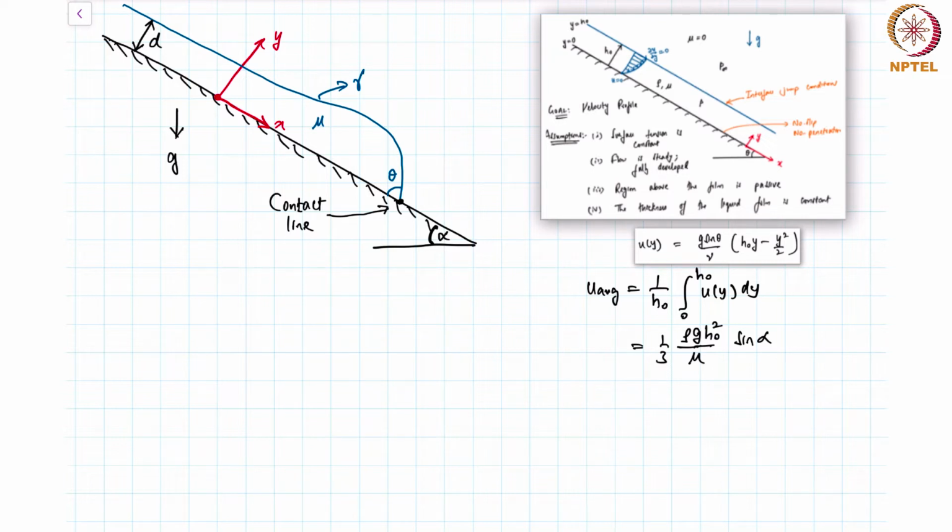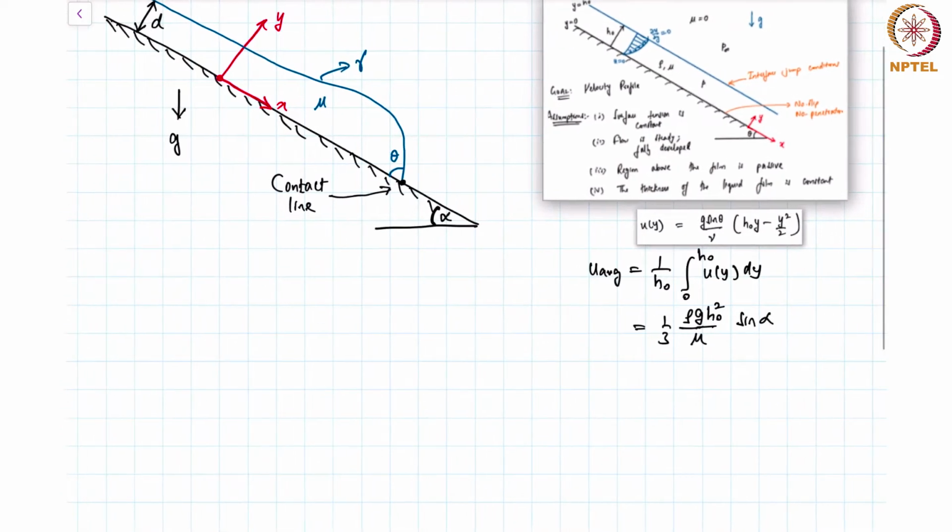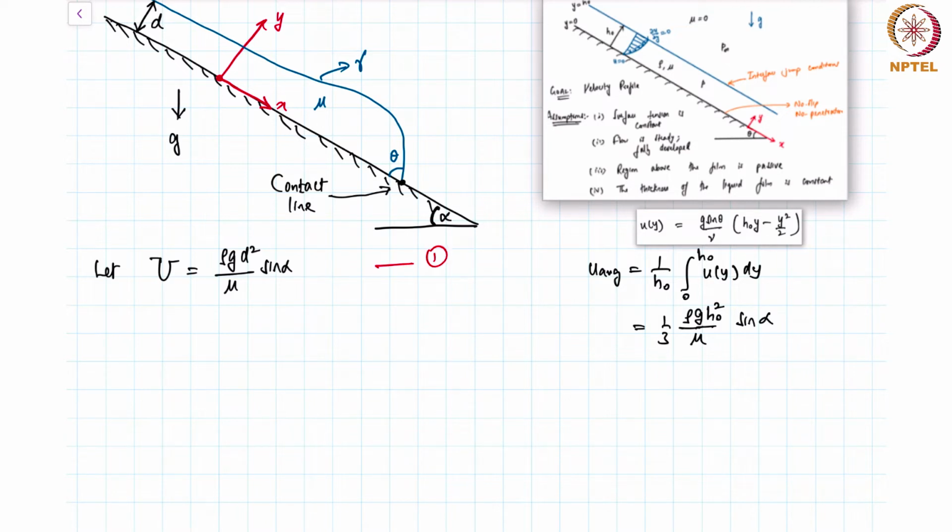The component of gravity which is driving the flow is g sine alpha, and that's the driving force, and the retarding force is viscosity. So it's a balance of those two forces which will give rise to a steady state solution. Now, motivated by this average velocity, for our problem, we can choose a velocity capital U, which is given by rho g d square by mu sine alpha, as a characteristic velocity. Let this be the characteristic velocity.